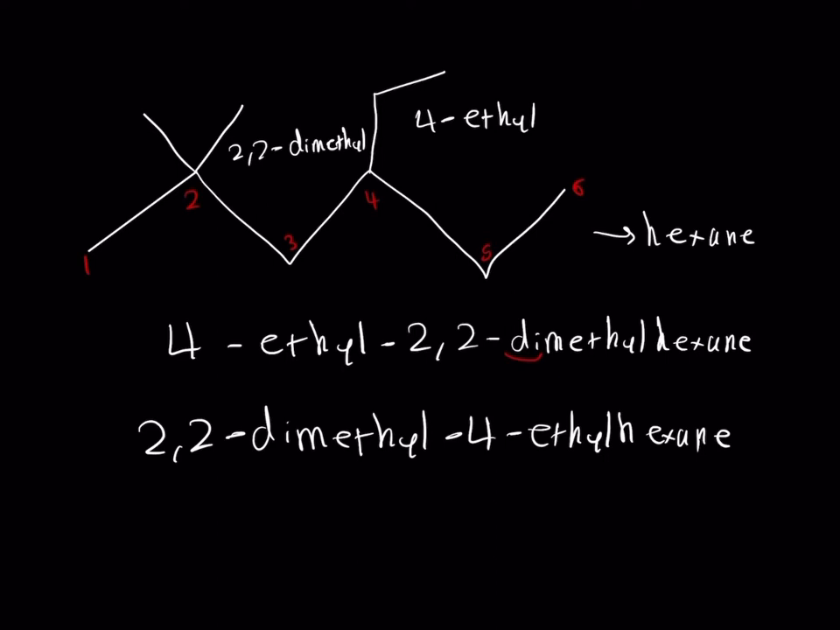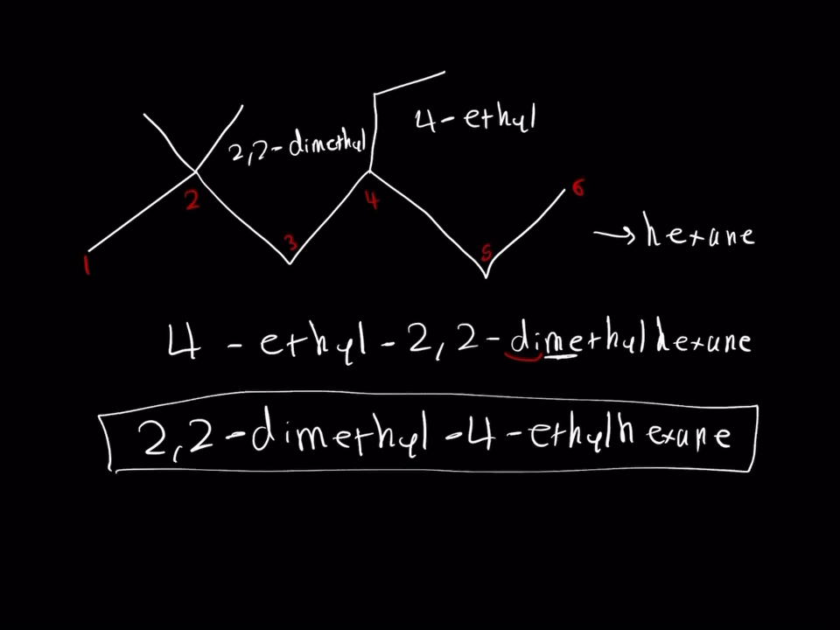We actually do not. So even though in dimethyl the D comes before E in the alphabet, we're going to focus on the M and we're going to put it behind the E. So this is the one that we would go with. So even though you have prefixes, the prefix does not change the alphabetical order of the substituents in the name.